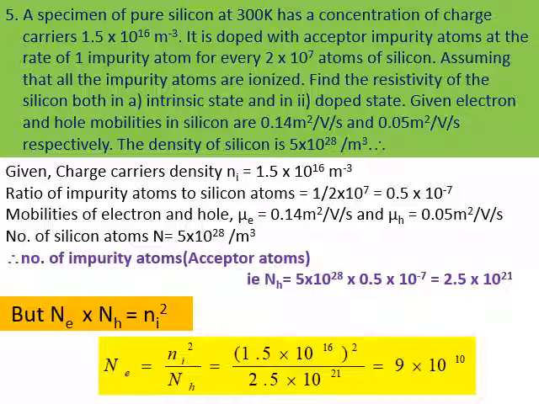So by knowing Ni and NH, I can easily calculate the number of electrons present per unit volume of the material, given as Ni squared divided by NH, which is (1.5 × 10^16) squared divided by 2.5 × 10^21, which gives 9 × 10^10. These are the total number of electrons present in the material at that impurity.